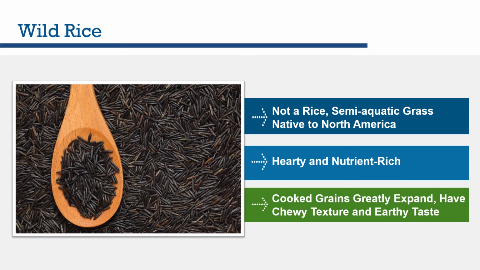Although wild rice cooks like rice, it takes a little longer to cook, has a stronger flavor, and can cost a bit more at the grocery store. These cooked grains can expand up to 3 to 4 times their original size and have a cream-colored interior with a nutty, earthy flavor and a chewy texture.